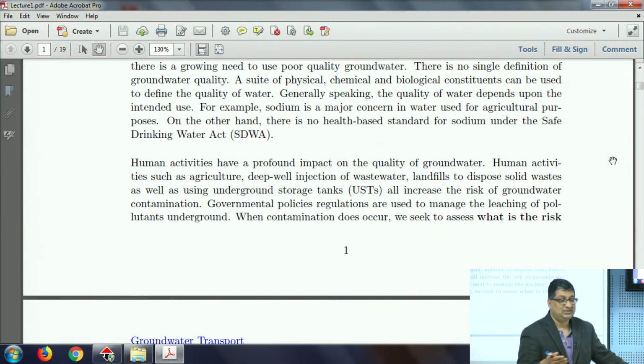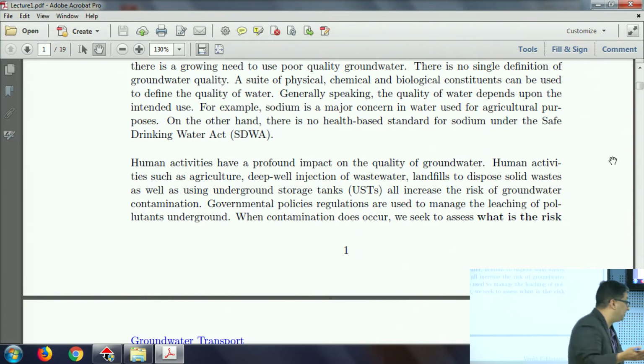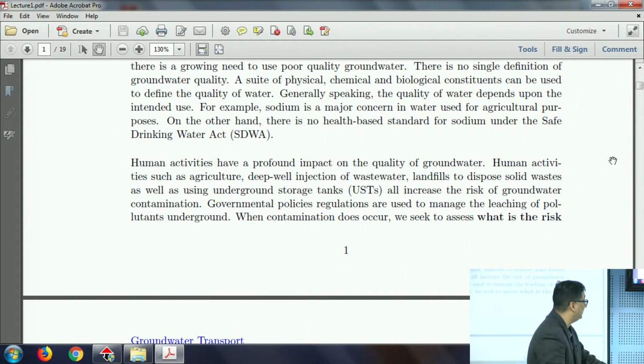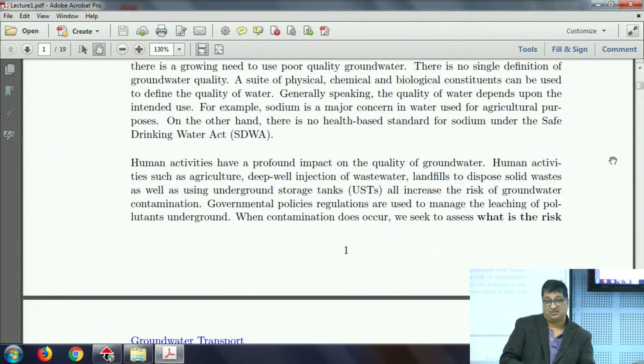So that's one reason why people study groundwater, or we are interested in groundwater. Who is the biggest user of groundwater? Who do you think uses? Which sector uses the most amount of groundwater? Irrigation. Okay. Why?